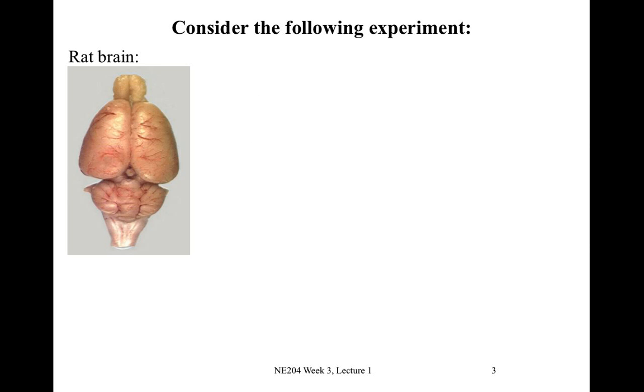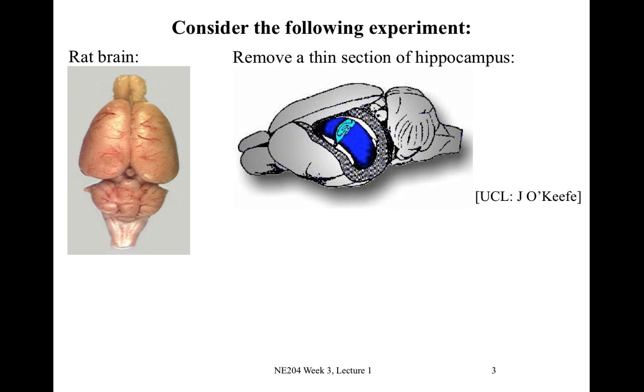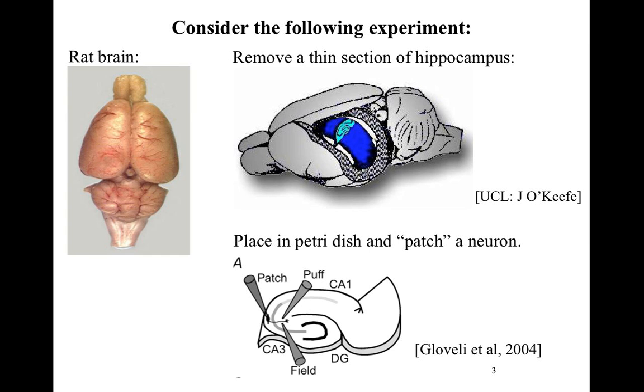Here we have a rat brain, and a very talented electrophysiologist is able to remove a thin slice of a region of this brain, the hippocampus, which is shown in this figure in light blue. There's a thin slice of hippocampus. That slice of hippocampus is placed in a petri dish, and then a single neuron is patched. So imagine we have this slice of brain tissue. It's been cut out of a living rat and then placed in a petri dish where it can be preserved and studied. All right, so what does it mean to patch a neuron?